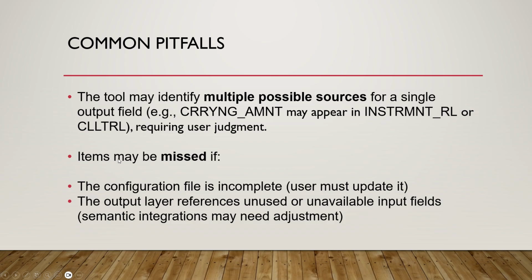Also, there are items that might be missed by the automated gap analysis if the configuration file is incomplete. So we forgot to put some tables that are used, like maybe the collateral table and loans and advances. And also if the output layer references unused input fields, so fields that just don't exist in the input layer, that might be because the gap analysis needs to add them, or it might be that we've made a decision not to use something like, I don't know, held for trading indicator, for example. We might have chosen not to use it, but not updated the output layer. So we need to update the output layer, and to update the output layer efficiently, you need to first change the mappings, the semantic integration, so that the output layer is created in the correct fashion.